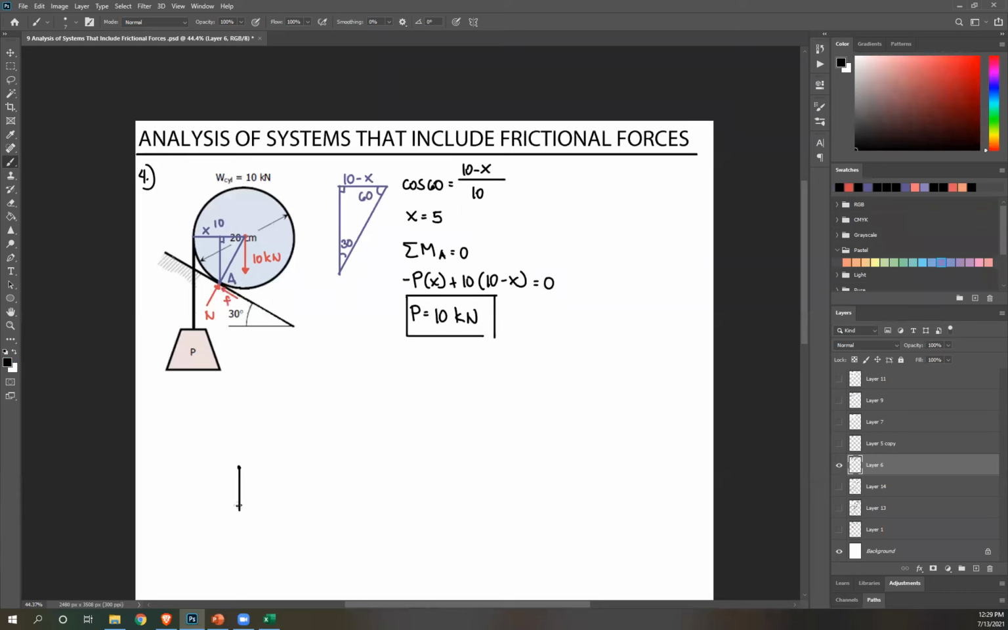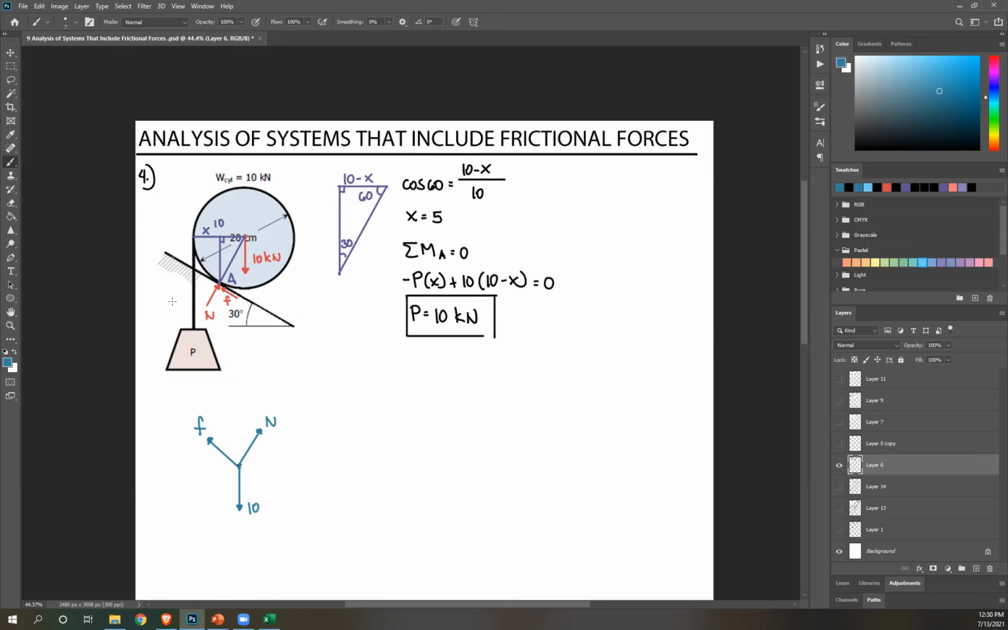Right, again, weight always downward. That's W or just 10. Next, what else? We have N. N. What else? We have F. Now, what about this P?